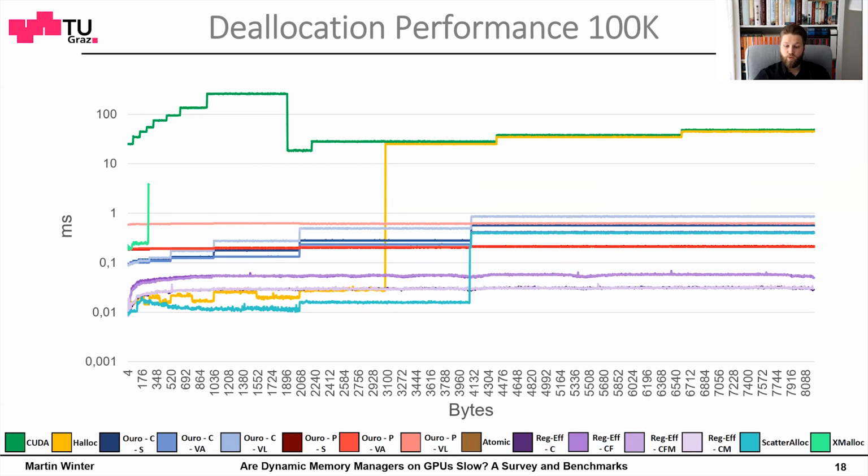Overall, CUDA is clearly slowest, followed with some gap by the rest. One thing to keep in mind are the orders of magnitude difference between allocation and deallocation performance. So when we consider both, allocation performance is clearly the more important factor.